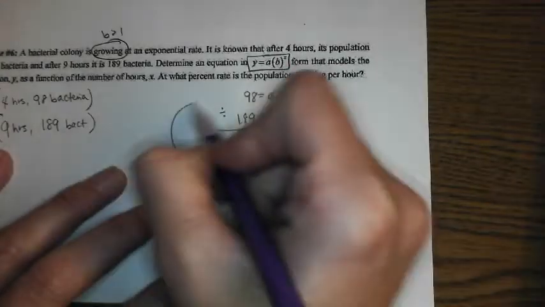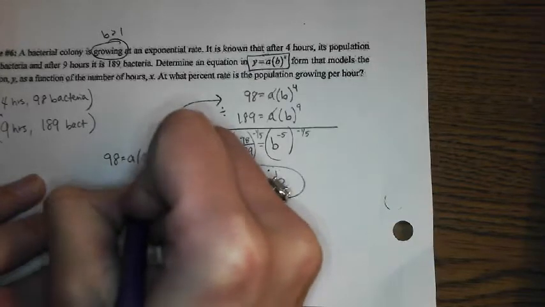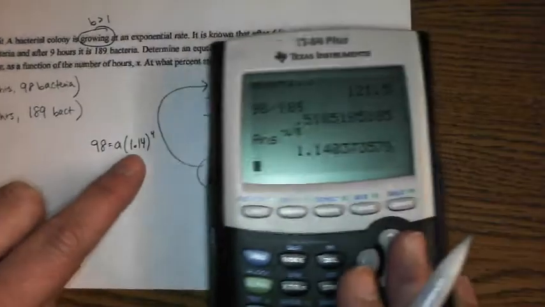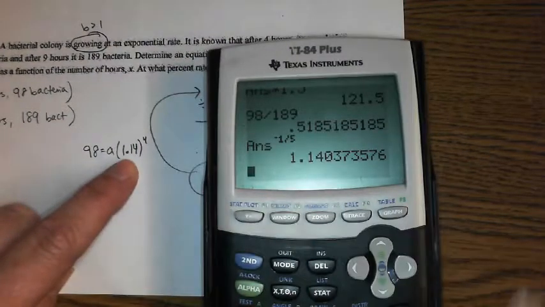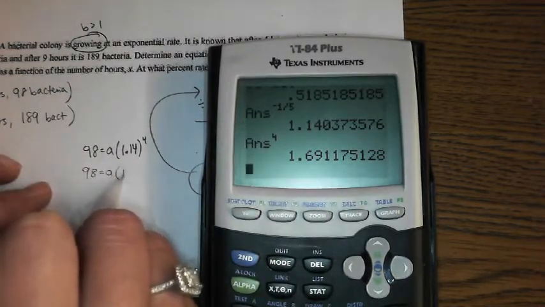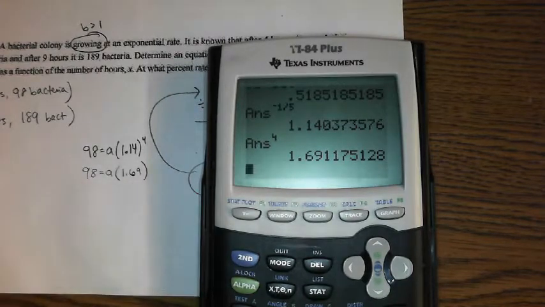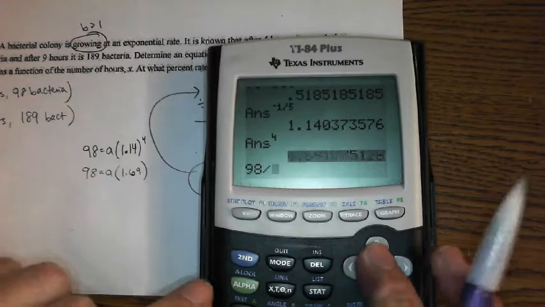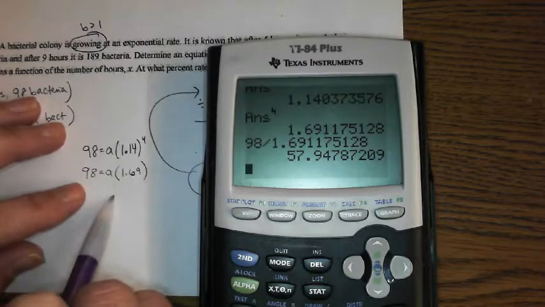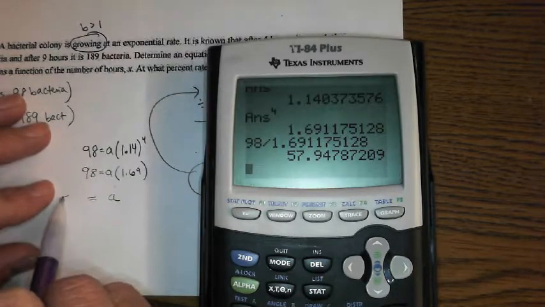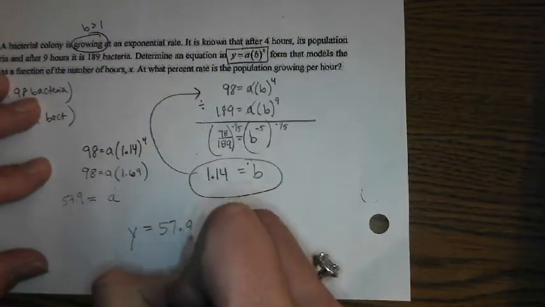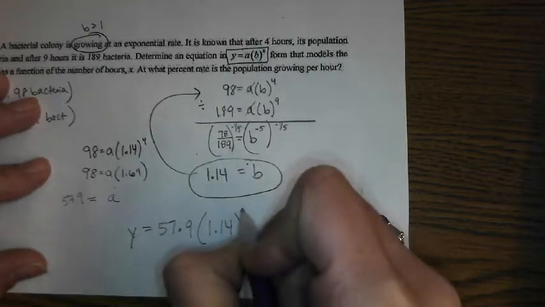We'll go back and find A. Now, I'm going to write down 1.14, but I'm actually going to use what's in my calculator. I'm going to take that number, raise it to the 4th power, get this 1.69 number. And again, I'm only going to write 1.69, but when I do my division, I'm going to do 98 divided by, and I'm going to take that exact long, crazy decimal. So A will be as accurate as it could possibly be, 57.9. So my equation, y equals 57.9 times 1.14 to the x.